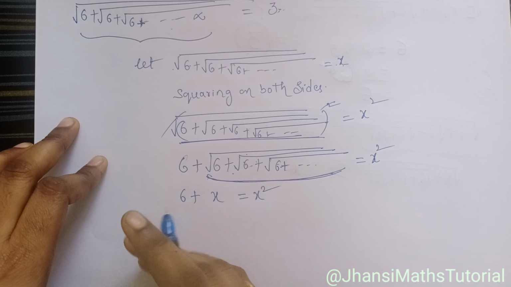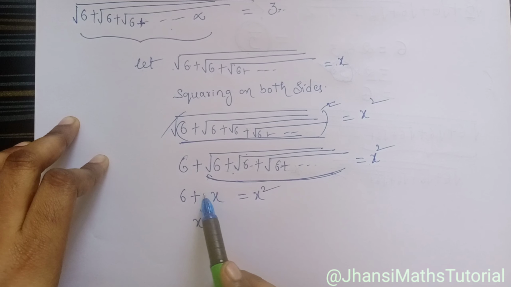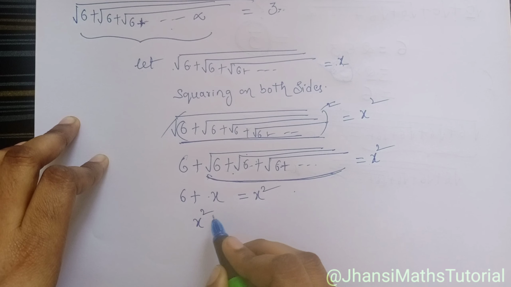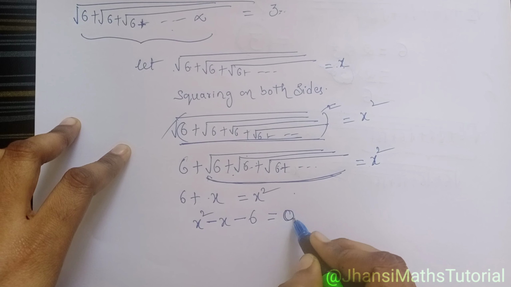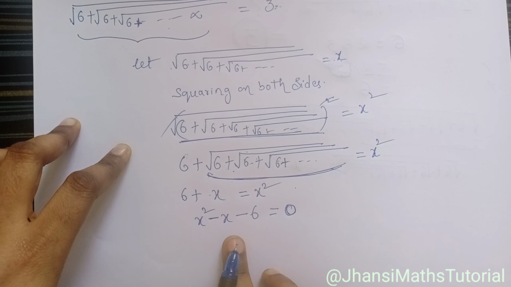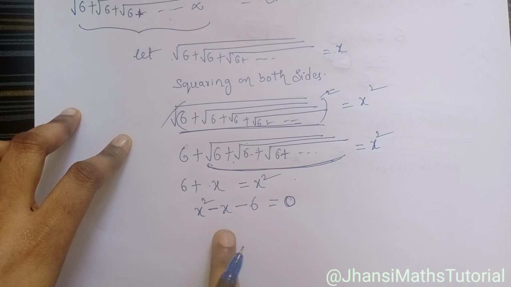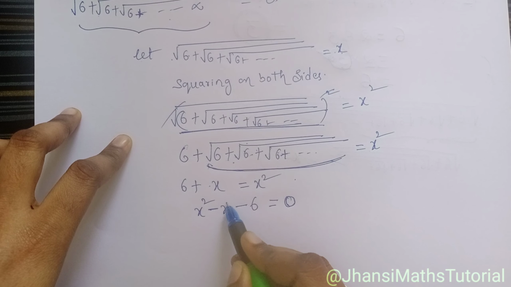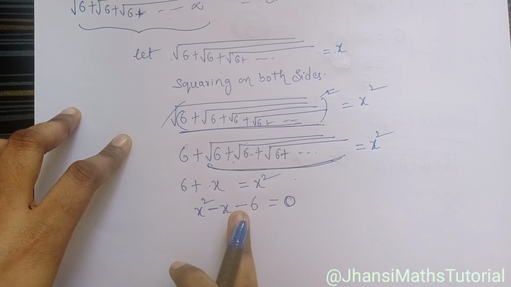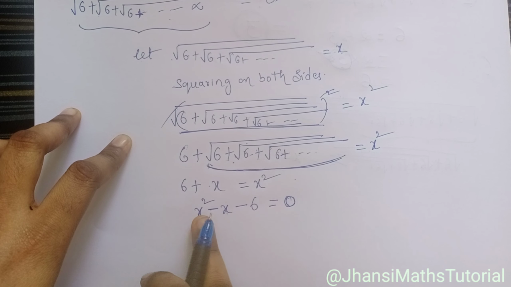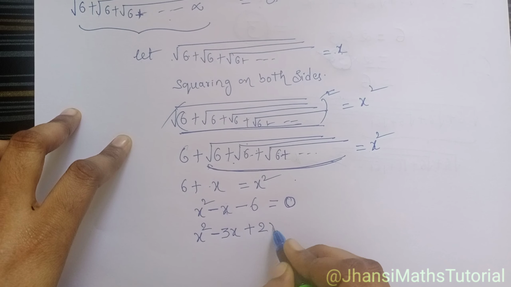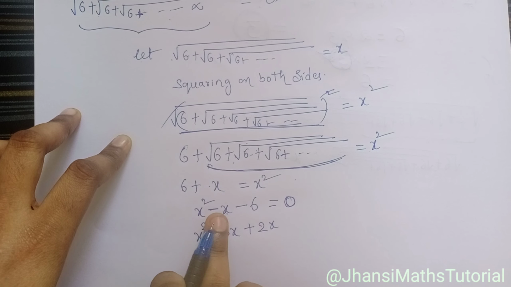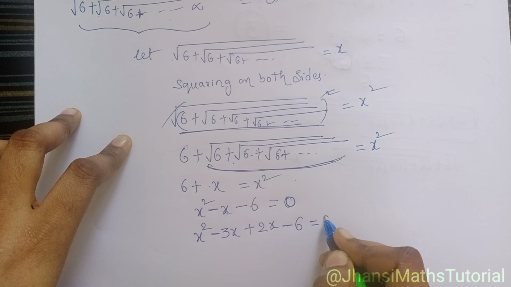Now, x square, I am taking this x and 6 to the RHS side. x square minus x minus 6 is equal to 0. So for this we need to do factorization. In the splitting the middle term method, we are going to find the factors for this equation. x square, this minus x can be split as minus 3x plus 2x. Minus 3x plus 2x is nothing but minus x. Minus 6 is equal to 0.